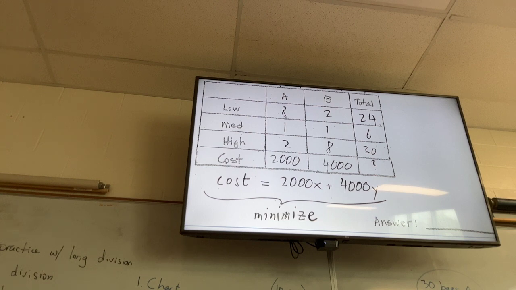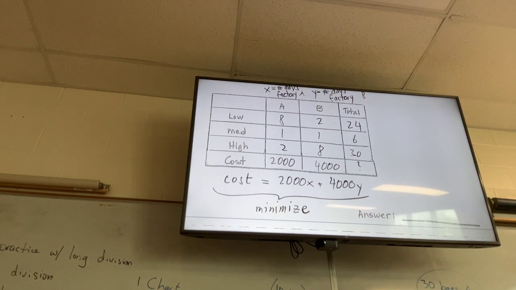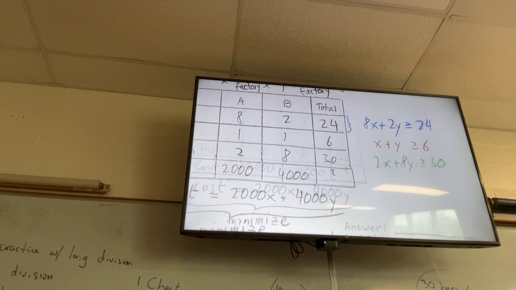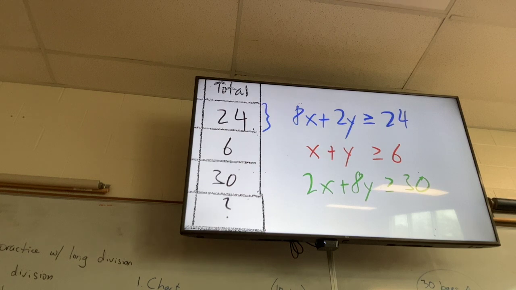Stop me if we're going too fast. So what is our blue equation right here going to be for low? Yeah, we need at least 24. What about the middle one? X plus Y is greater than or equal to 6, and 2x plus 8y is greater than or equal to 30. Okay? So these are our three constraints right here. Let's graph my blue guy.